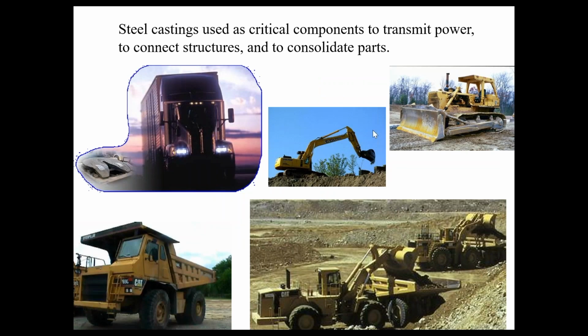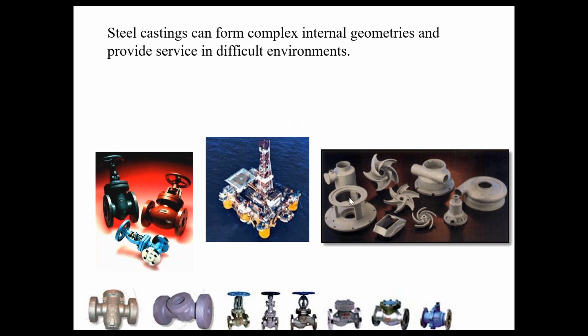We're used in critical components to transmit power, connect structures, and consolidate parts. You can make all kinds of parts as a single part as a casting. We can also make really complex internal geometries, or we can provide materials that you can't machine or forge. And so we can make materials and components that are unavailable with other technology.